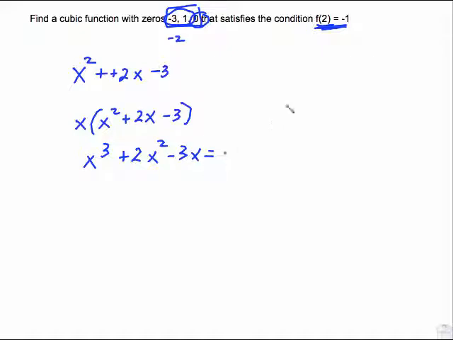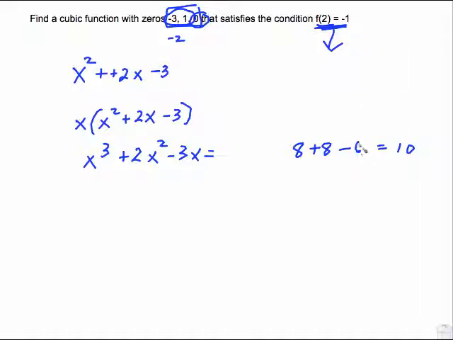Would be my function if they hadn't given me this extra fact here that f of 2 has to equal negative 1. If I put 2 in here, 2 cubed is 8. Put 2 in here is also 8. Minus 6, of course you could do that in a calculator if you wanted to. Add this up is 10. Well, my function gives me f of 2 equals 10. Their f of 2 is negative 1, which is what it's supposed to be.